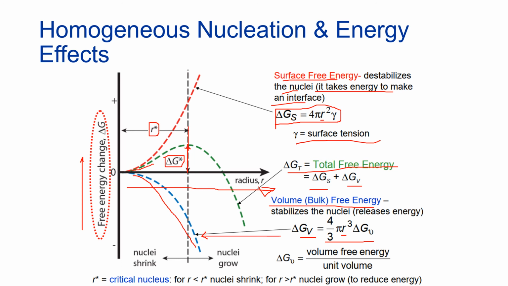We can further explain the volume bulk free energy ΔGv, which is equal to the volume free energy over the unit volume. r* is the critical nucleus. For r less than r*, the nuclei shrink. For r greater than r*, the nuclei grow to reduce energy.